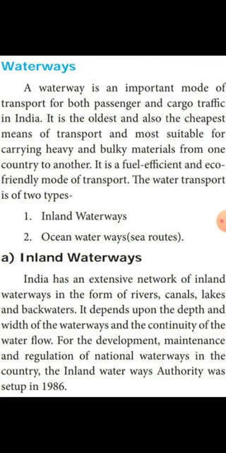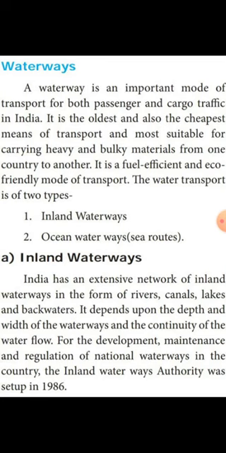That means in olden days, most of the people used the waterways because it is a very cheap means of transport. We need not spend much money on this waterway. Also, this waterway is most suitable for carrying heavy and bulky materials from one country to another country.